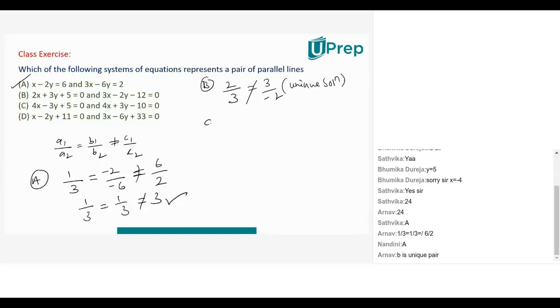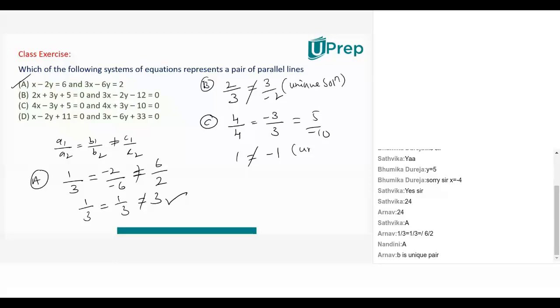So that A1 by A2 is unique pair. Yeah, 4 by 4 equal to B1 by B2, -3 in the first case, 3 in the second case, and C1 by C2, 5 by -10. Clearly, this is 1, this is -1. Obviously, they are not equal, na? Obviously, this is also unique solution. Done? What about D option?